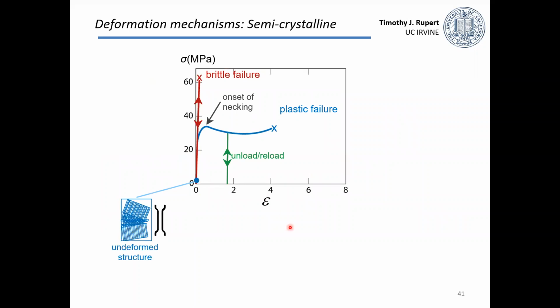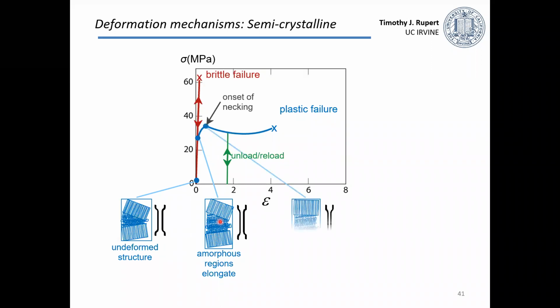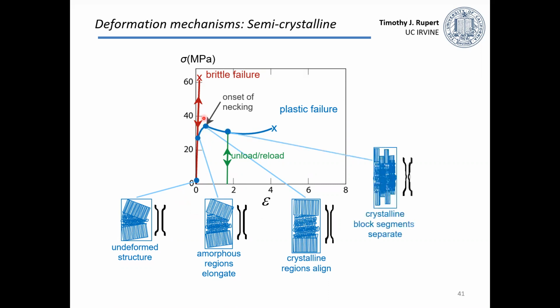If we look at the plastic failure case, this is commonly seen in the semi-crystalline materials we talked about. So here we have this mixture of crystalline regions and amorphous regions. When we start to pull on this sample, what we're really doing is elongating those amorphous regions, stretching out and aligning some of those polymer chains. Eventually, these crystalline regions are aligning, and that can be connected to the onset of necking. And then finally, as we're pulling and stretching and having plastic deformation, this is when we're actually breaking up those crystalline regions into smaller blocks.